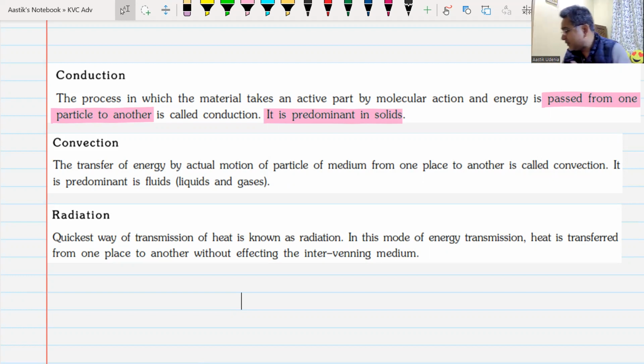I'll give you a minute to note down these short points. Do it fast. Just note down the small points and we can move ahead.